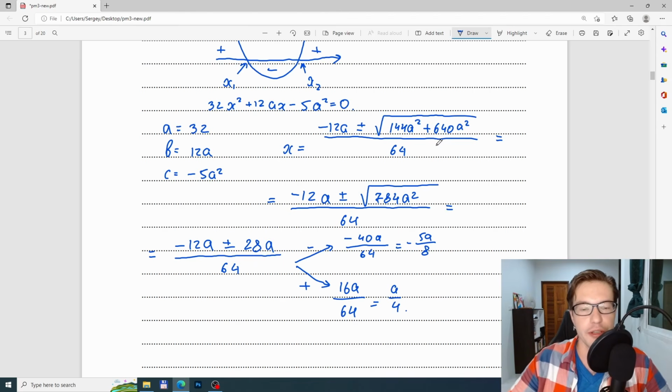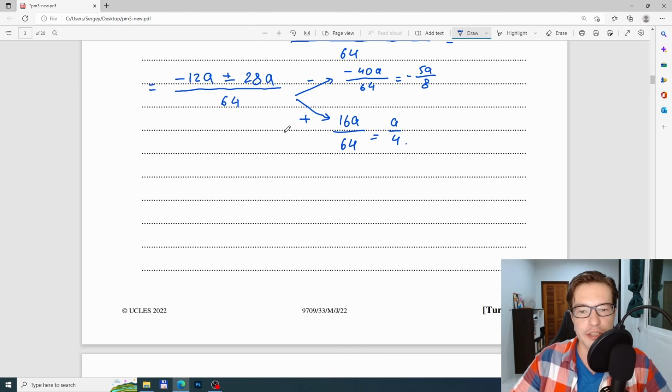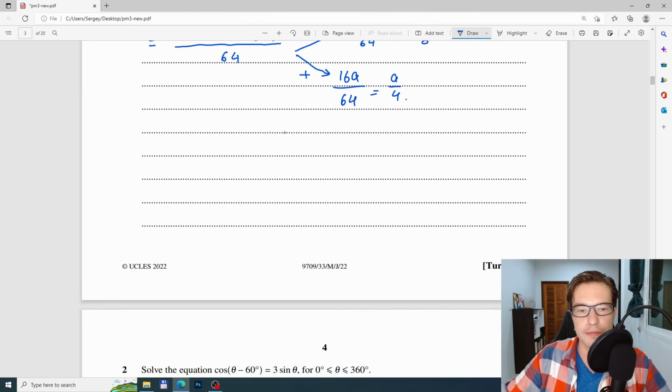Okay, so these are the values of x1 and x2 in the sketch. We're looking for all the values that are less than 0. So that means x is in between minus 5a over 8 and a over 4. I will state this as the answer for the first question.